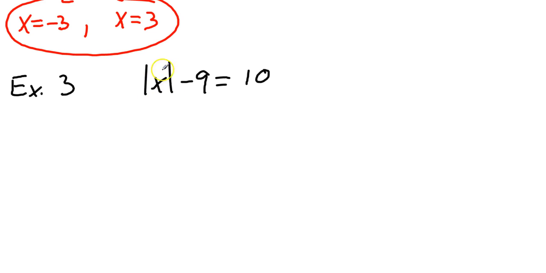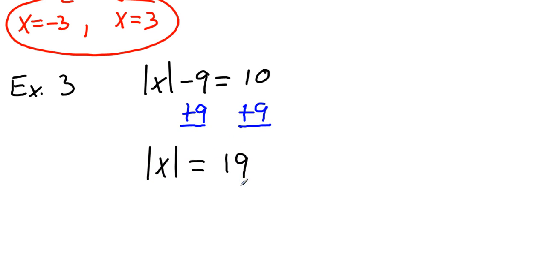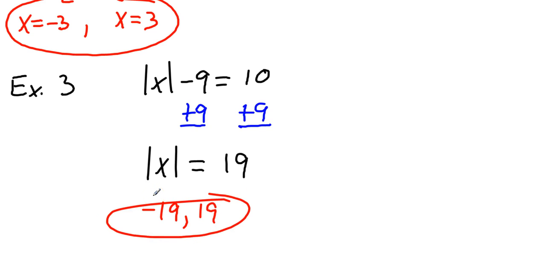Okay, to get the absolute value by itself, you've got to get rid of the -9, so to get rid of it, we're going to add 9 to both sides. And once you've got the absolute value all by itself, again, just split it in 2 parts. Now, the good thing is, when it's just absolute value of x as a number, when you split it into 2 parts, you're going to have just the -19 and then the +19. So that would be the 2 numbers you're looking for.